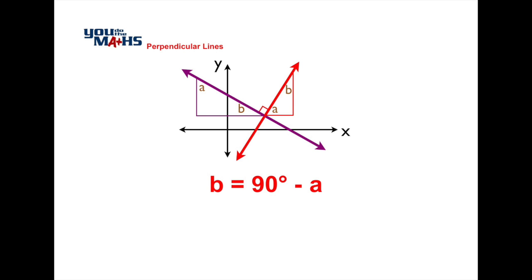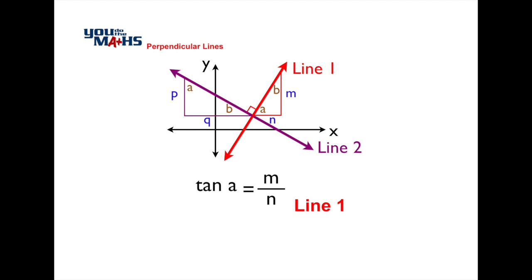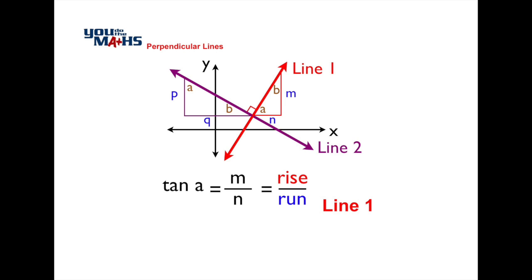Now we're going to label the different sides of these right angled triangles M, N, P and Q. For no particular reason, they just represent the lengths of the sides of those triangles. Now in the red triangle, the tangent of angle A is equal to M over N, in other words opposite over adjacent. Now that also matches the gradient formula, because M and N match the rise over run for that section of the line. So that's also the gradient for line 1.